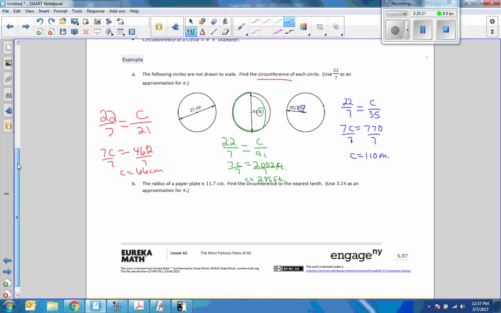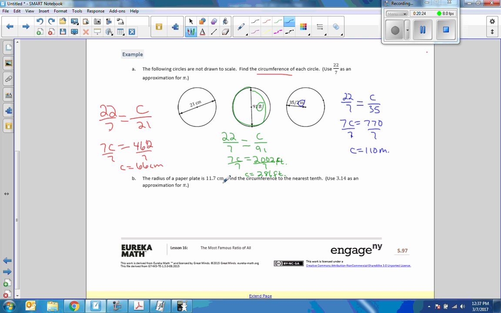Okay. B, the radius of a paper plate is 11.7 centimeters. So if I drew a picture, center, draw a line out, this is 11.7 cm. That's our plate. Find the circumference. Use 3.14 as an approximation. So I'd say 3.14 equals circumference over diameter, which is 11.7 times 2, which is 23.4. Think of this as over 1. Cross multiply, and C equals 3.14 times 23.4.